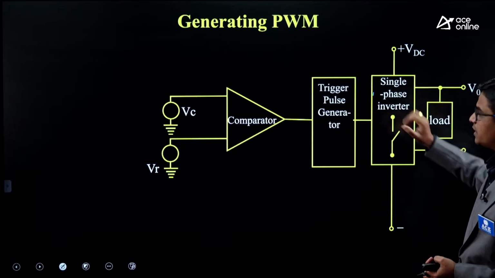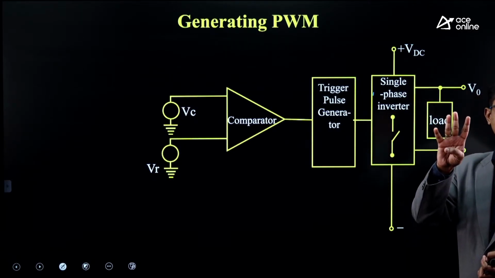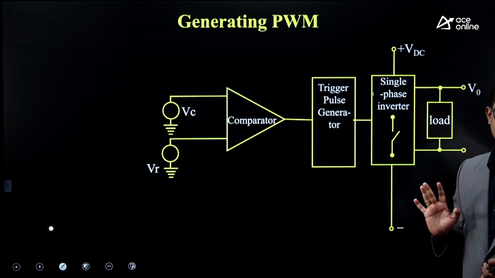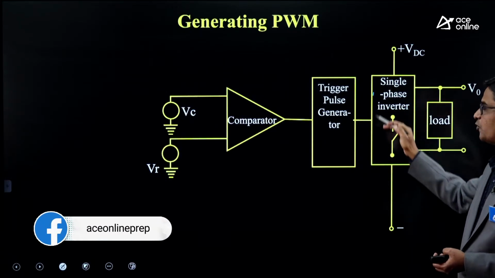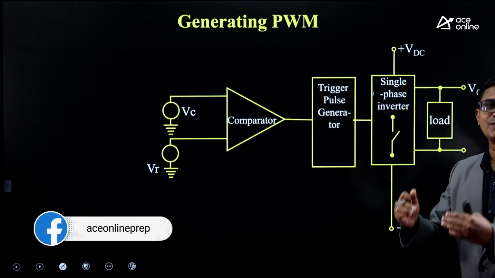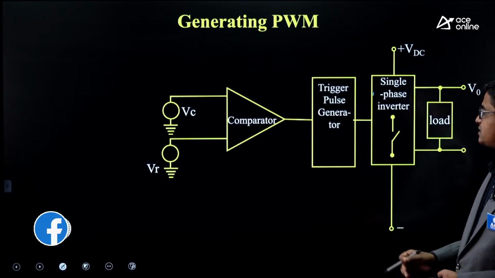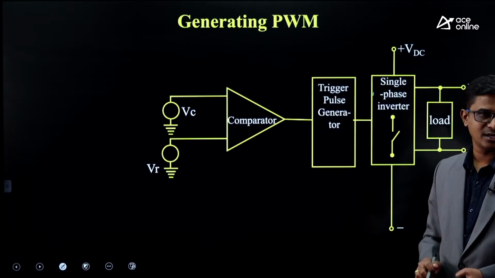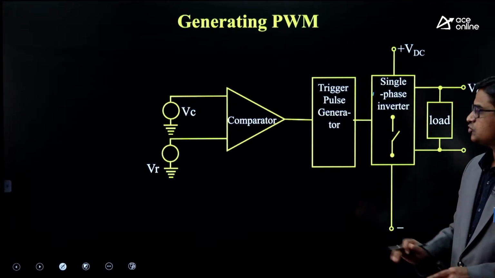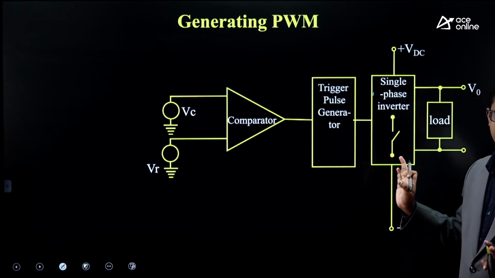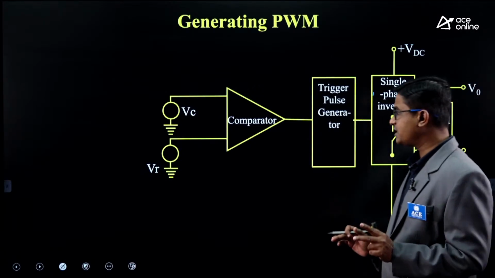A single phase full bridge inverter consists of 4 switches, S1, S2, S3 and S4. Out of these 4 switches, to which switch we need to provide the triggering pulses will be decided by the trigger pulse generator block. So this is a simple block diagram we have. I am repeating it, so please listen carefully.